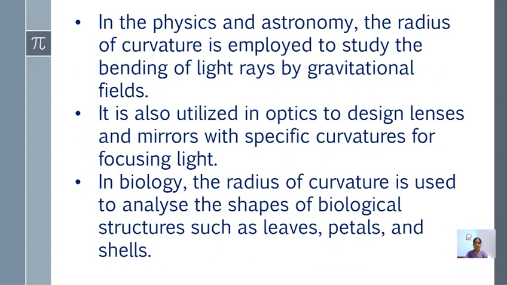In physics and astronomy, the radius of curvature is employed to study the bending of light rays by gravitational fields. It is also utilized in optics to design lenses and mirrors with specific curvatures for focusing light. In biology, the radius of curvature is used to analyze the shapes of biological structures such as leaves, petals, and shells. These are some of the applications of radius of curvature of polar curve.